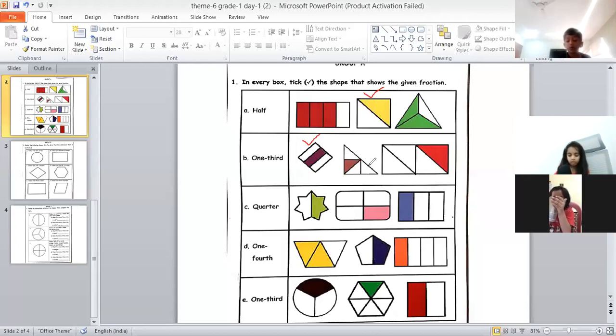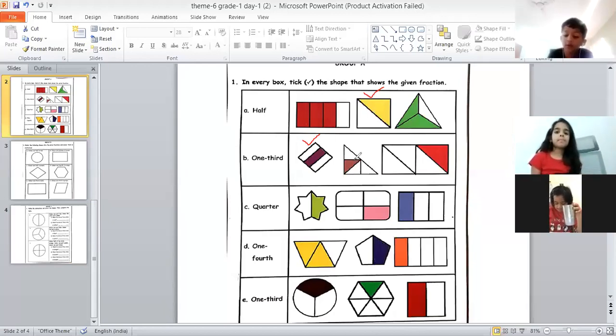1/3, 1/4, or half? 1/4. Yes, because out of 4, only 1 is shaded, so it is representing 1/4. So this option is not correct. Fine. Now we'll move on to the next option.